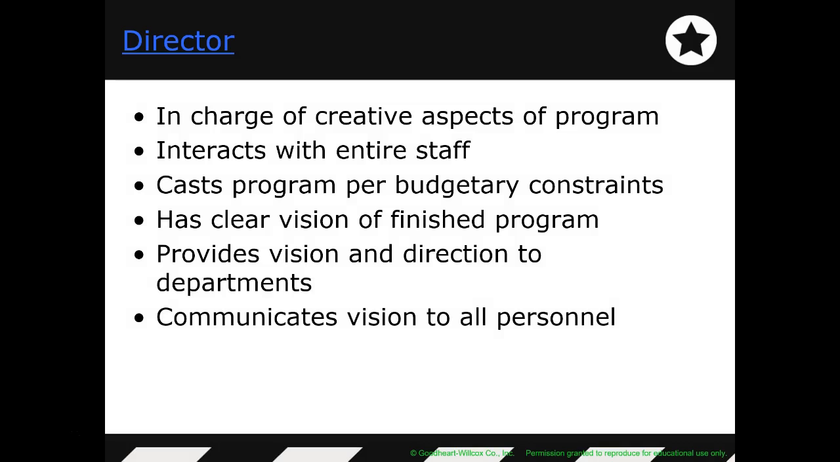Directors are in charge of the creative aspects, so they're the ones setting up camera cues. They can visually see the written story and the written program, and they're the ones that piece it all together with their vision and direction, so that we can then see it on a screen.